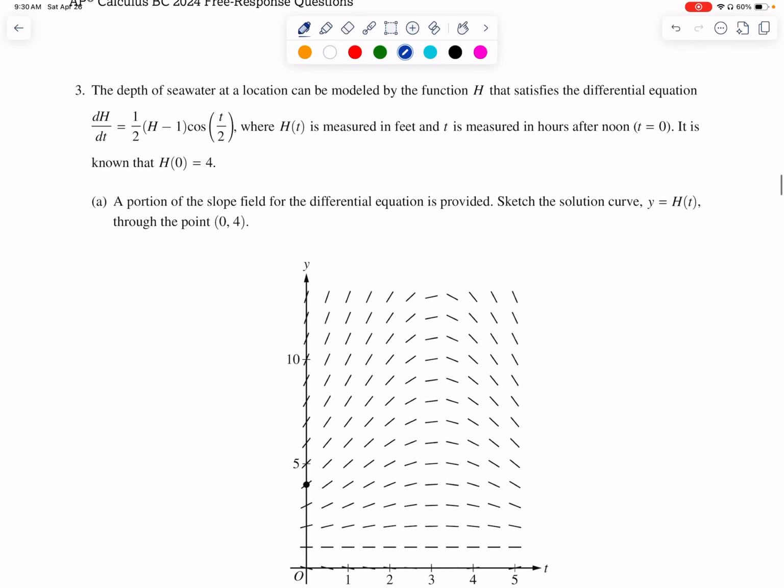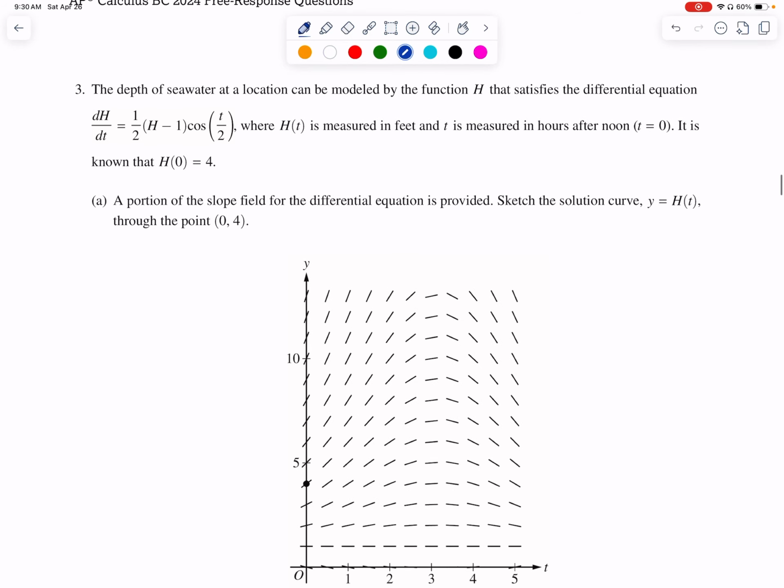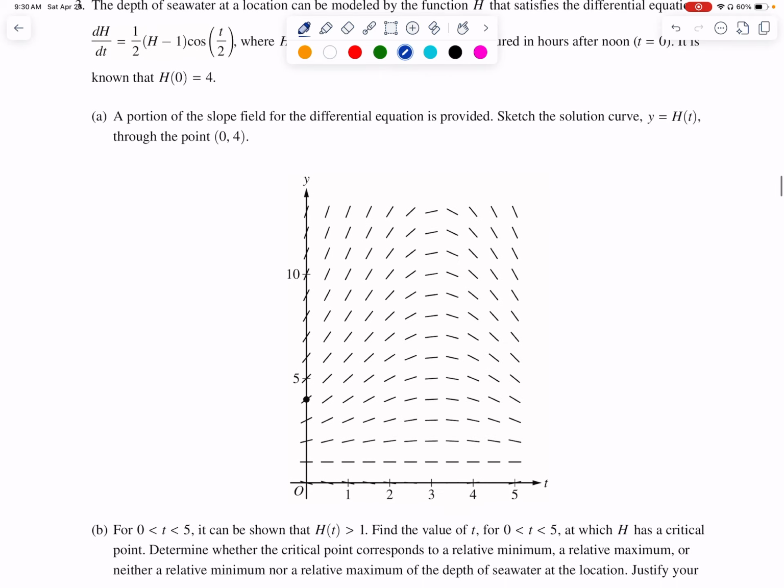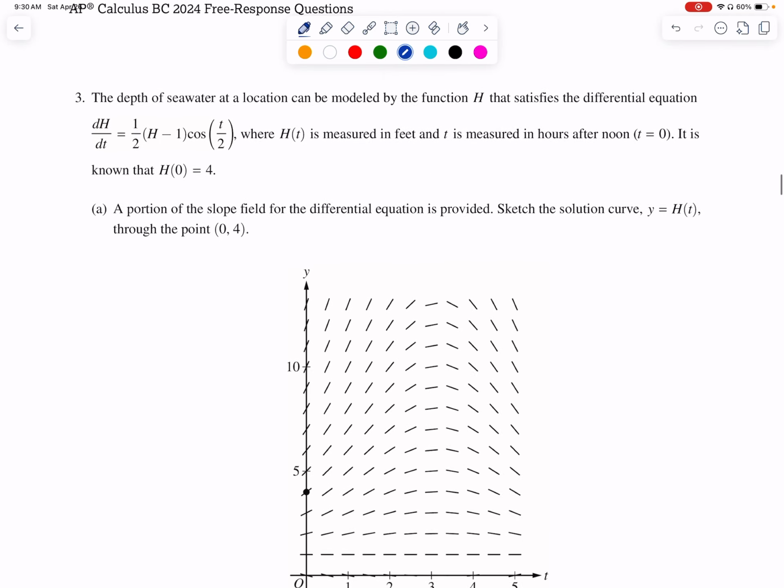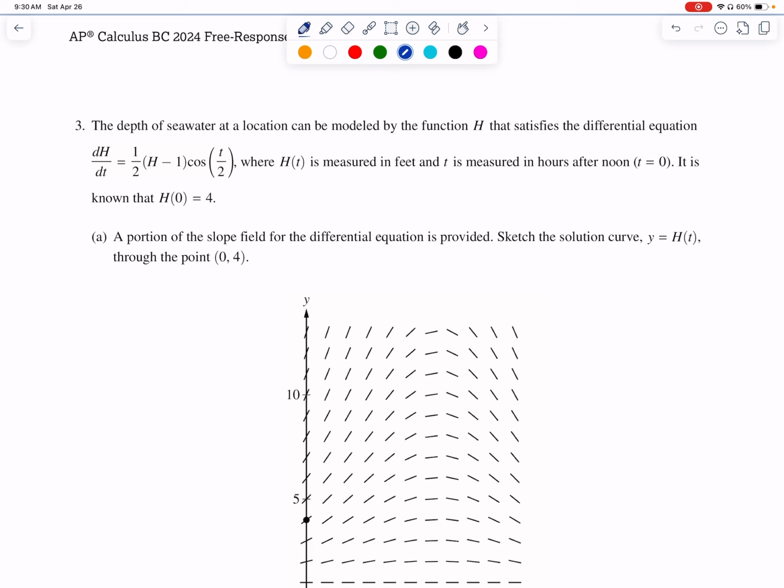So question number 3, AP Calculus AB, is the first calculator-inactive free response question. And I can see I've got a lovely little slope field. Let's look at 3. The depth of seawater at a location can be modeled by the function h that satisfies the differential equation h'(t) = (1/2)(h - 1)cos(t/2), where h(t) is measured in feet and t is measured in hours. At t = 0, it is known that h(0) = 4. So here we have the initial condition.